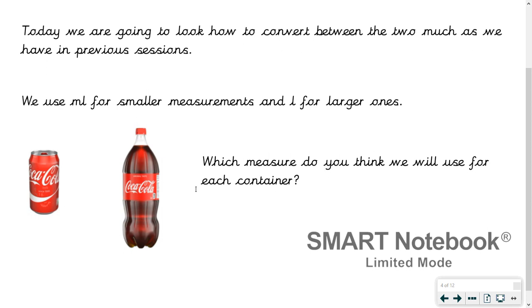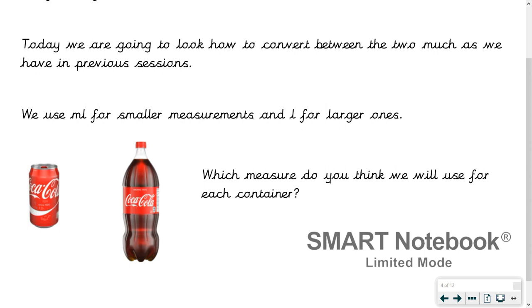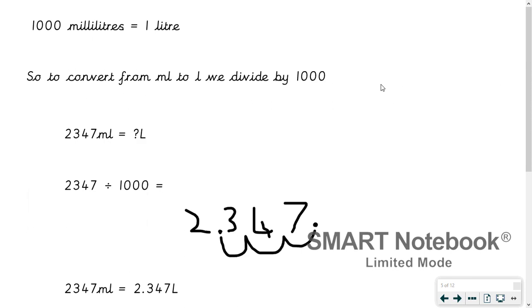It's probably going to be milliliters for this one and liters for here. Generally, I think you get about 330 milliliters in a can of Coke, and then this is a 2-liter bottle. Okay. So larger quantities of liquid, or larger capacities, are litres. To convert between the two, there are 1,000 milliliters in 1 litre. Again, get it burned into your brain: 1,000 milliliters in 1 litre.